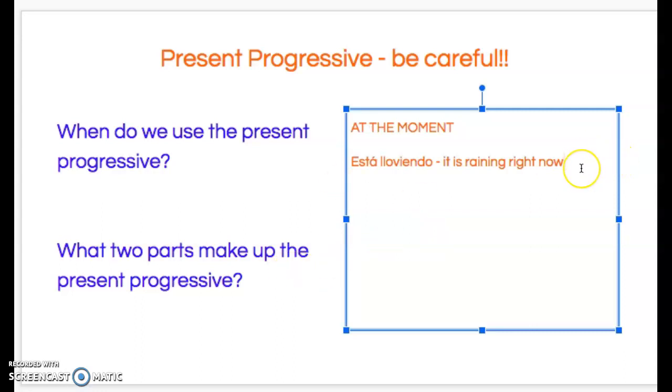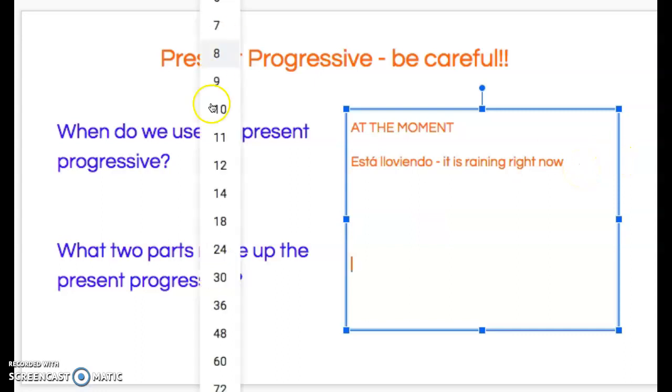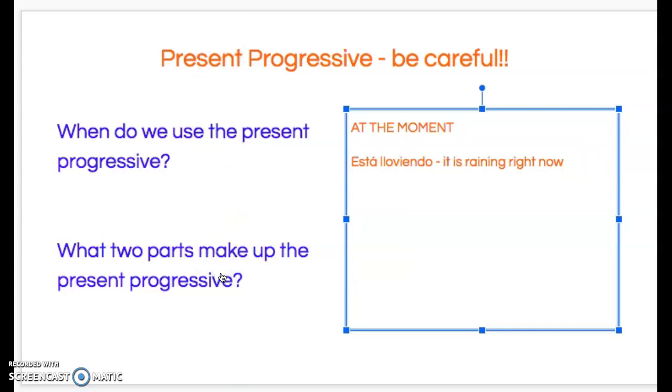There are two parts that make up the present progressive. The first part is the form of to be, because we have an is or an am or an are. So we use estar when we're using the present progressive. We never use ser. It's always estar. And then we use what is called a present participle. Sometimes this is called a gerund, but most of the time it's called a present participle. So those are the two parts that we need.